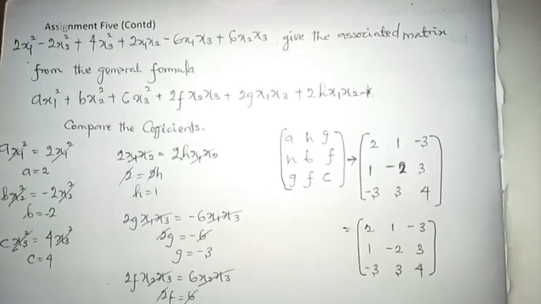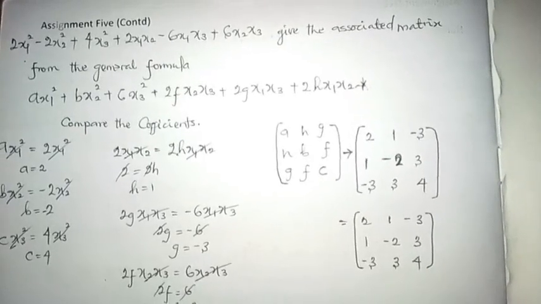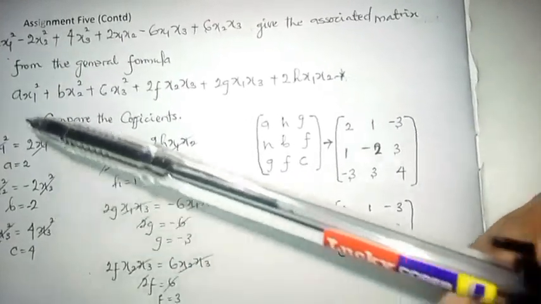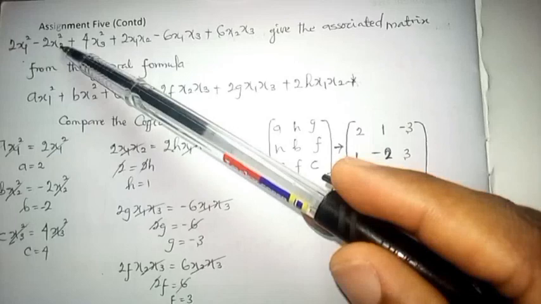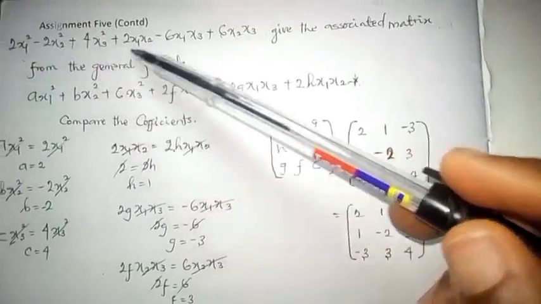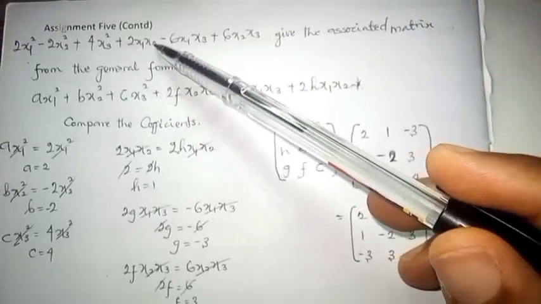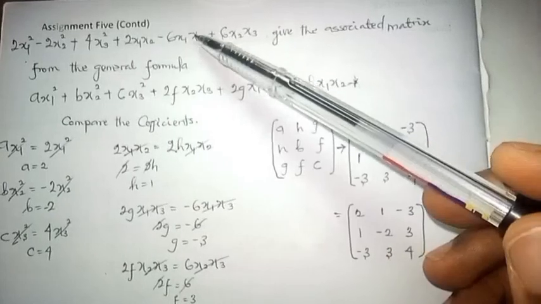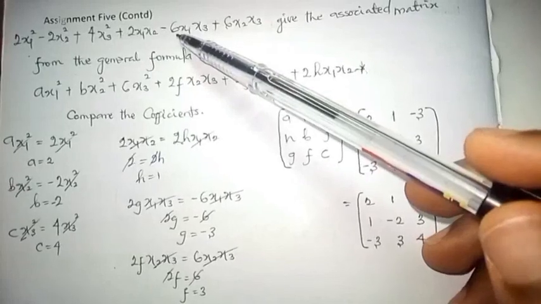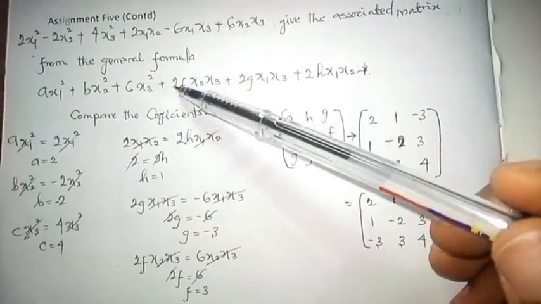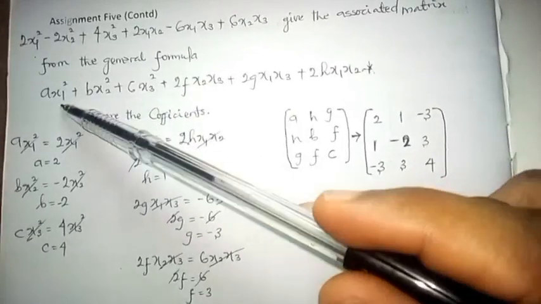Alright, you're welcome again. So we're going to continue from given the associated matrix from the general formula, and we'll be looking at this formula here, 2x1 squared minus 2x2 squared, and that's all of this. So you can see here that we have x1 x2 and the coefficient as 2. We have x1 x3, the coefficient as 6. So the key thing here is to be comparing it with the coefficient of the main equation of a matrix, and the main equation of a matrix is given as this.